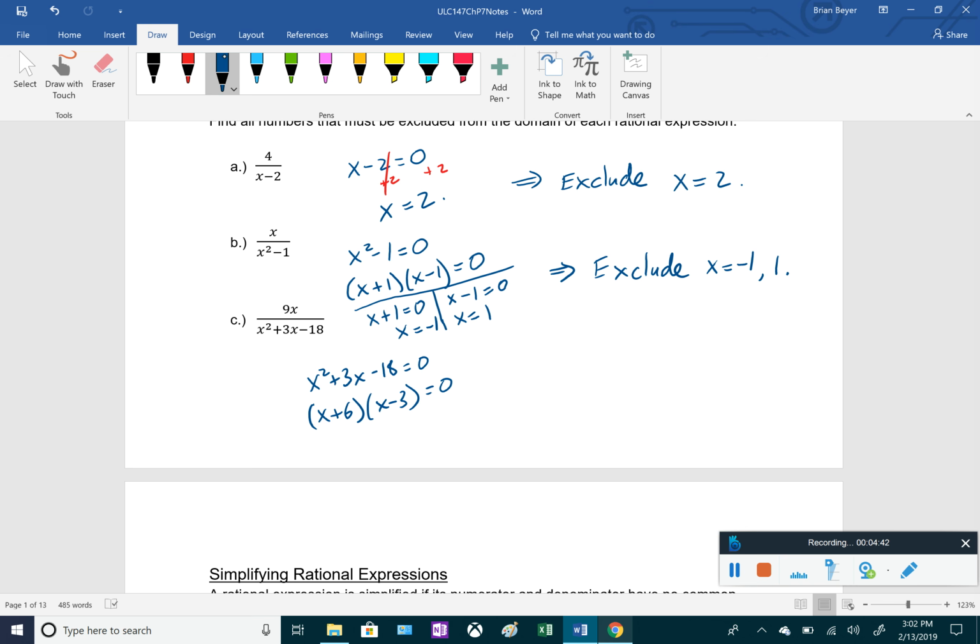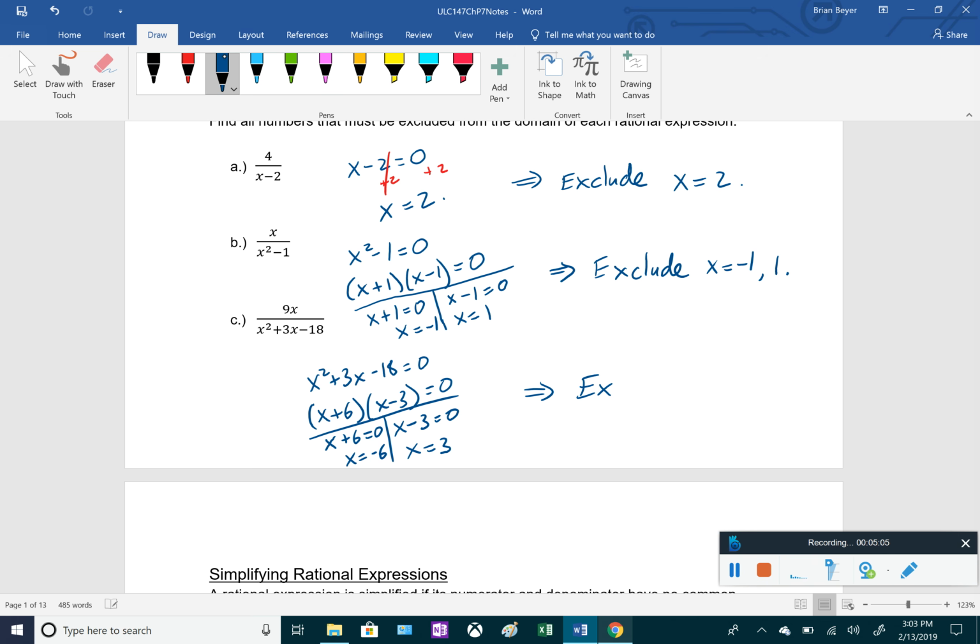So the only way that this would be 0, if those two factors being multiplied together would equal 0, is if one of them is 0. So we set them both equal to 0. This is something called the zero product property. So the first one, we subtract 6, get negative 6. Second one, we add 3, get positive 3.